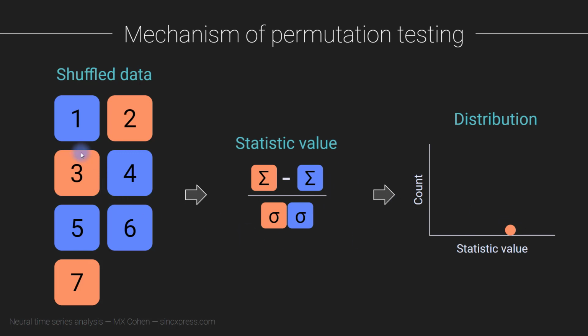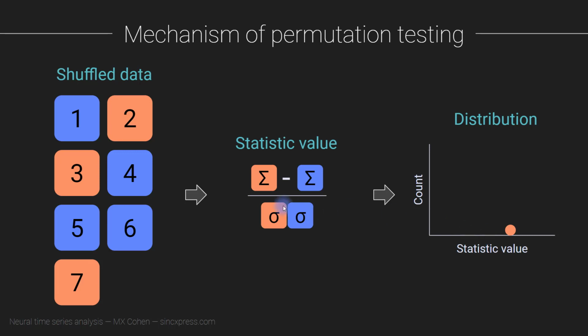So if the null hypothesis is true, then I expect that these condition labels are meaningless. So they are just randomly assigned to the different data points. Okay, so this is one test statistic value. What do you think we do next? What do you think is the next step in permutation testing? You guessed it correctly, I am sure. I have a lot of confidence in you.